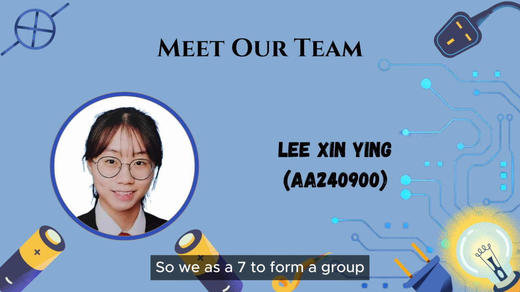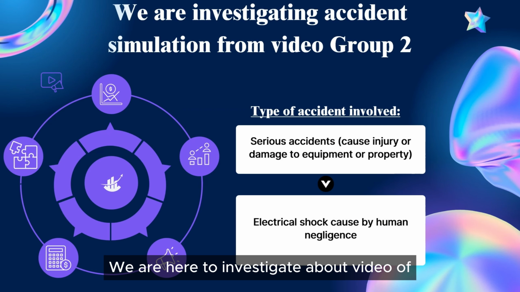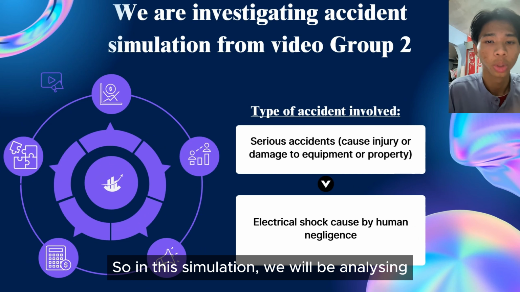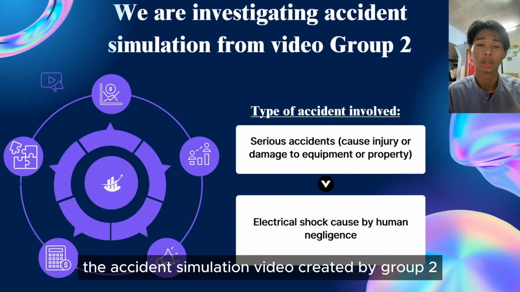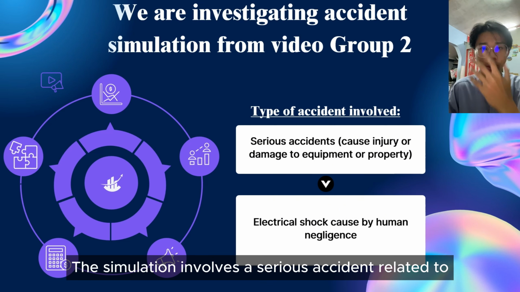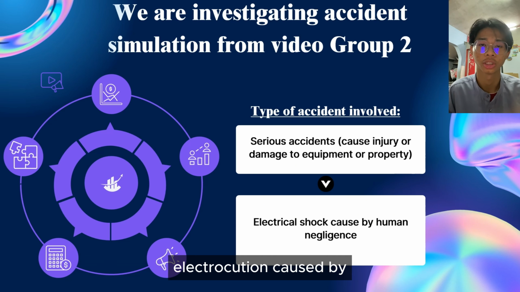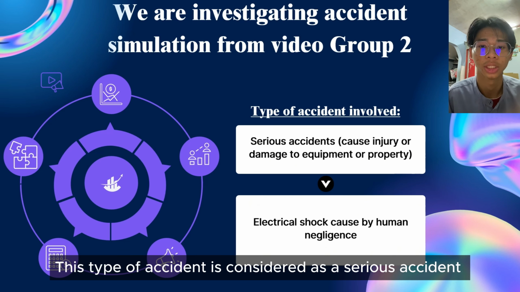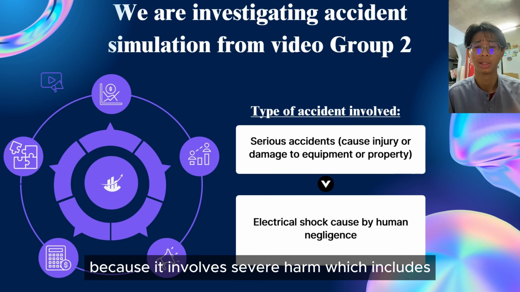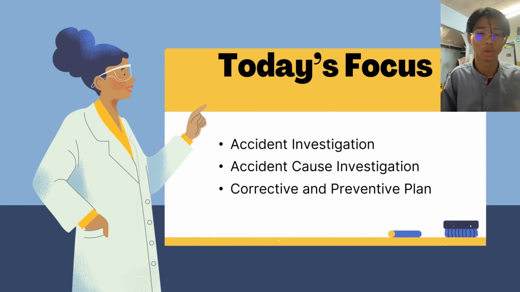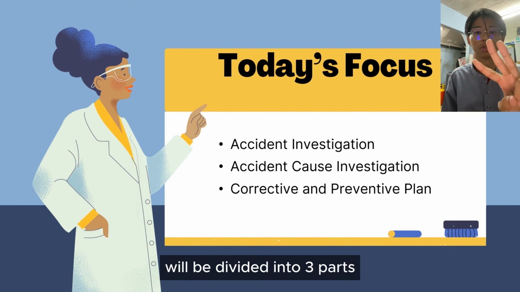As a group of seven, we are here to investigate the accident simulation video from Group 2. In this simulation, we will be analyzing the accident simulation video created by Group 2. The simulation involves a serious accident related to electrocution caused by human negligence and safety management issues. This type of accident is considered serious because it involves severe harm to people, equipment, or even property. Today's investigation of the Group 2 video will be divided into 3 parts.